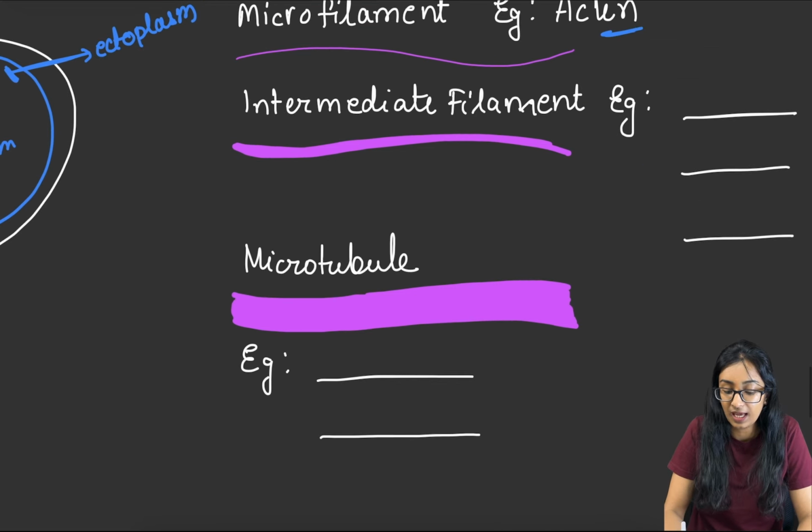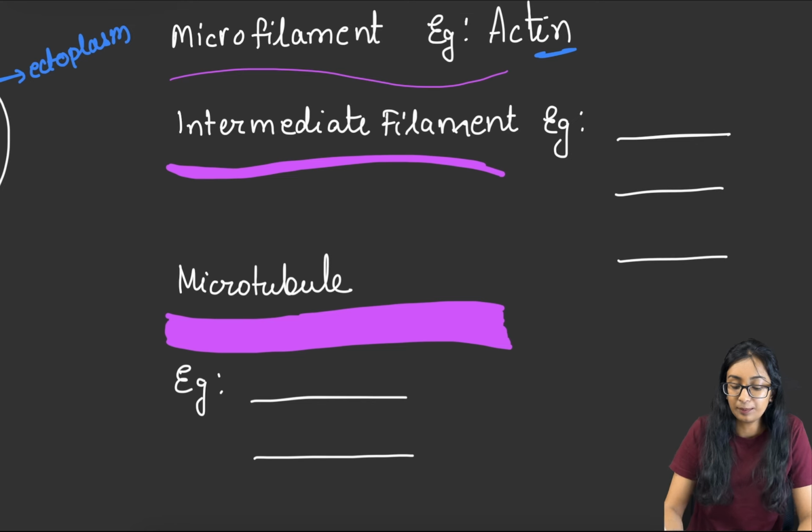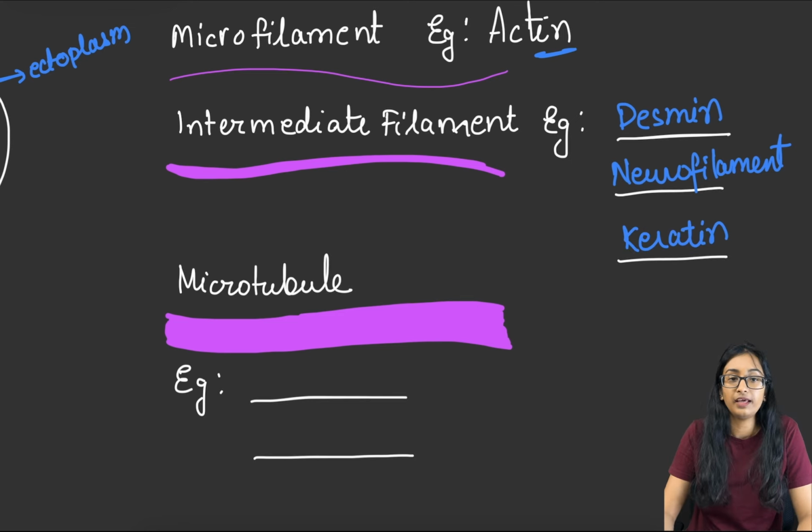For example, we have actin. For the intermediate filament, for example, we have desmin, neurofilament, and keratin. They are strong rope-like structures. Hence, as the name suggests, they are supportive and provide strength.